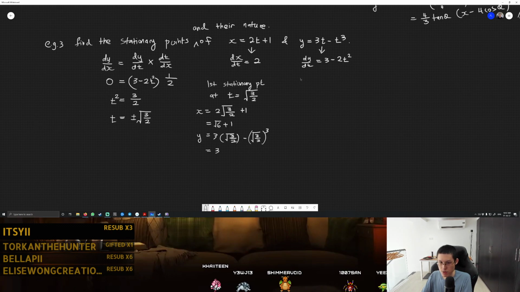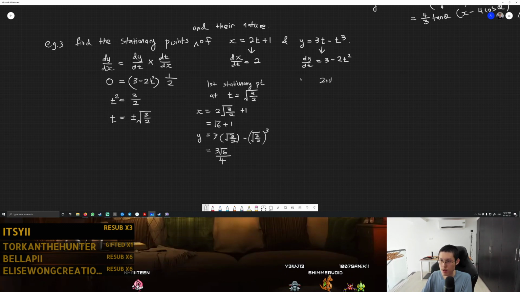So we end up with 3 root 6 over 4. There we go. So that is our first stationary point. And then our second stationary point is going to be at t equals negative square root 3 over 2.